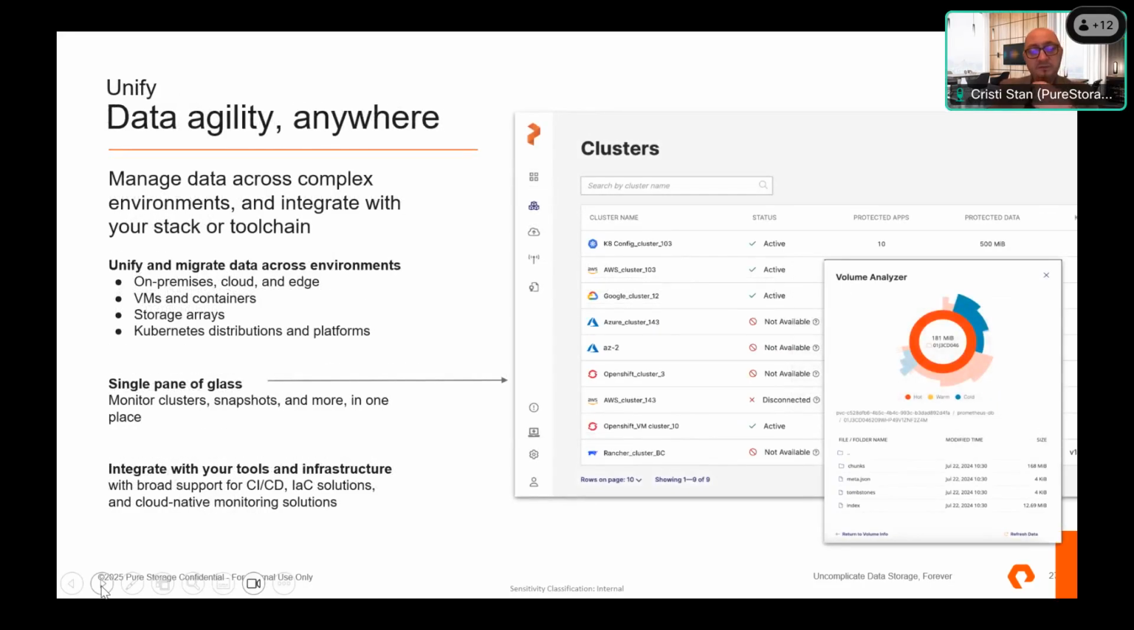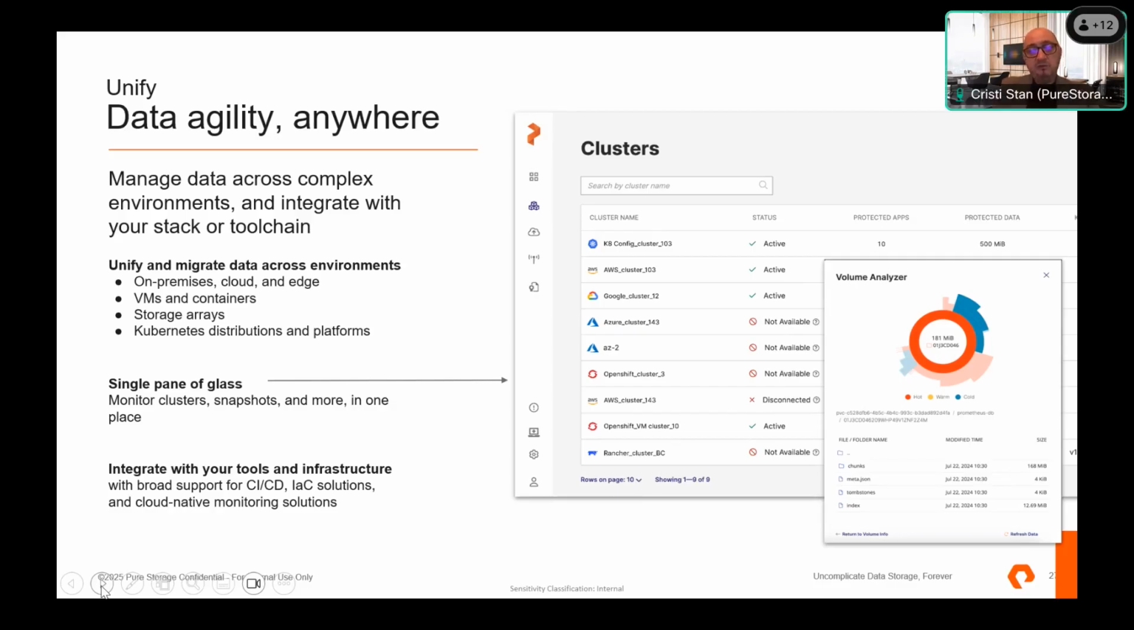Now, data agility anywhere is related to the fact that we are not tied to any platform. So basically, you can have multiple platforms, and by the way, you can manage them at some point from the same place. The idea is that you are not tied to a certain platform when using Portworx.